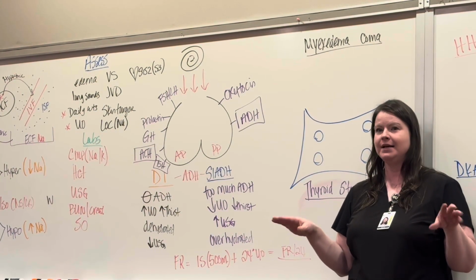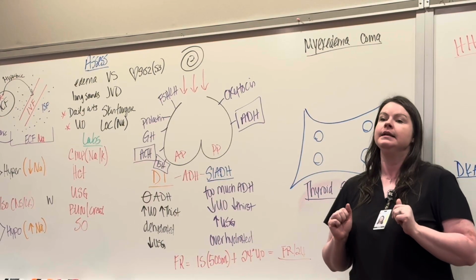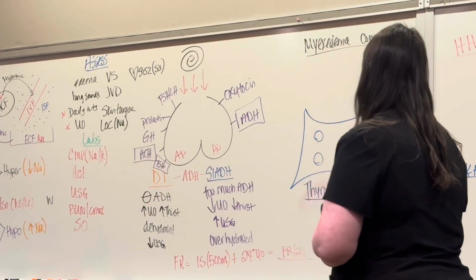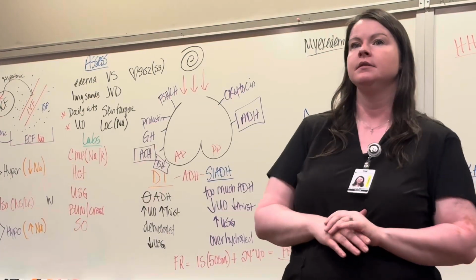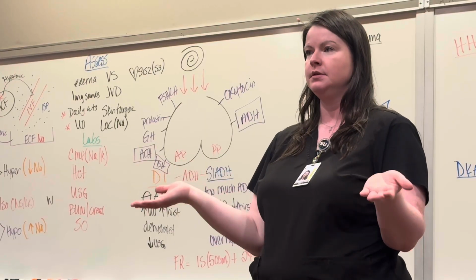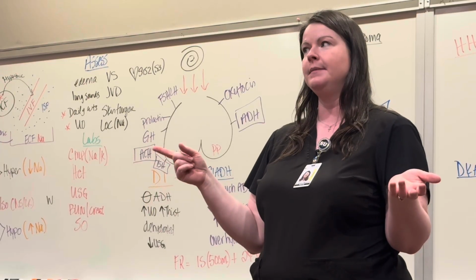500, because everybody gets 500 for insensible losses. Now say I pee 200 milliliters a day. What's my new fluid restriction? 700, because 500 plus 200 equals 700. Very easy math.